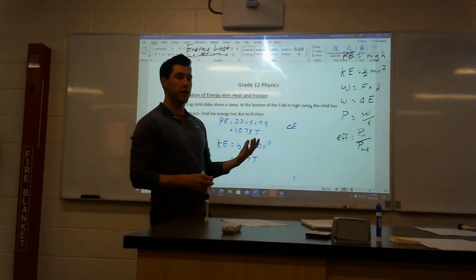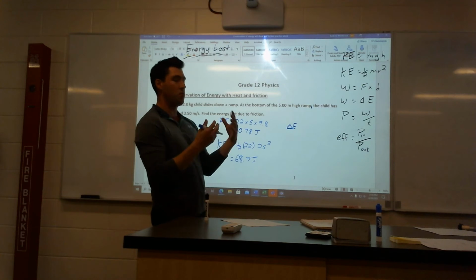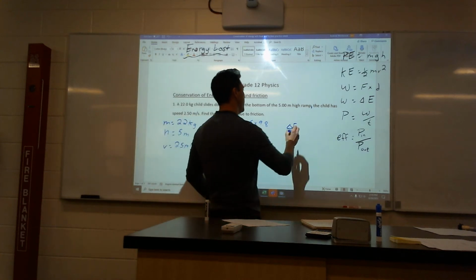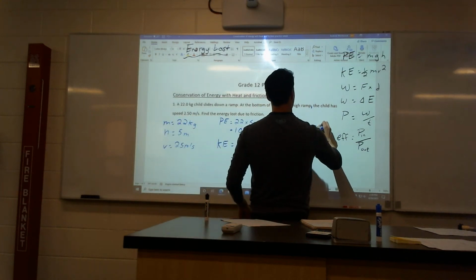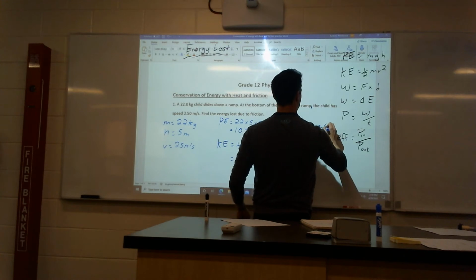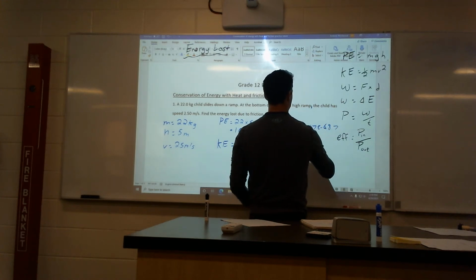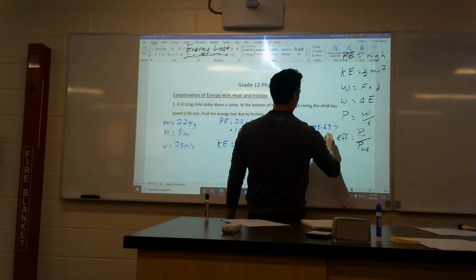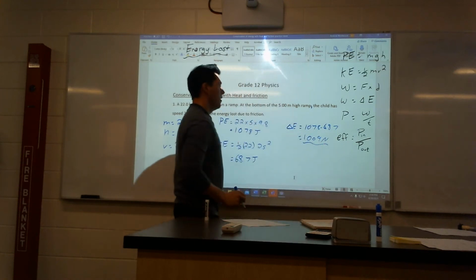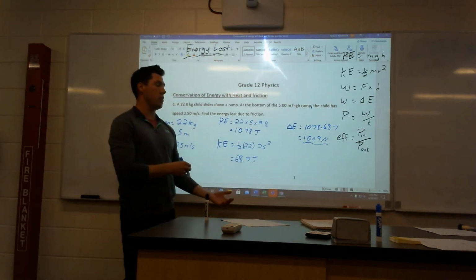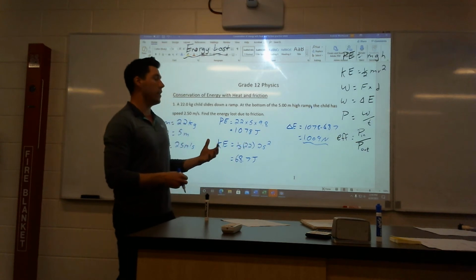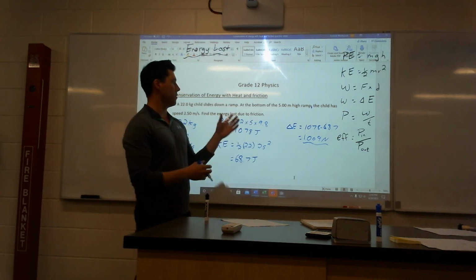Yeah, there was work done by friction here. Friction did some work here. So that's my energy lost. Equals 1078 minus 68.7, and so basically it's something like 1009 newtons. So friction did 1009 newtons of energy lost in this scenario.